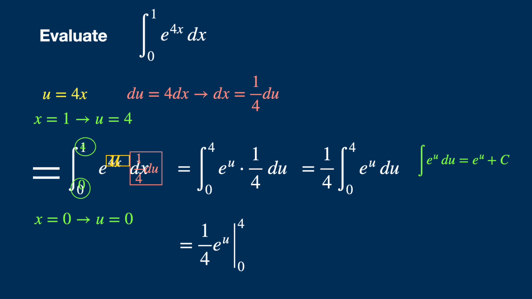Now we find this definite integral: 1 over 4 times e to the u from 0 to 4. Plug in the 4 and plug in the 0: e to the 4 minus e to the 0. e to the 0 is 1, so we have 1 over 4 times (e to the 4 minus 1). Guys, I hope that's very clear about the substitution method for definite integrals.